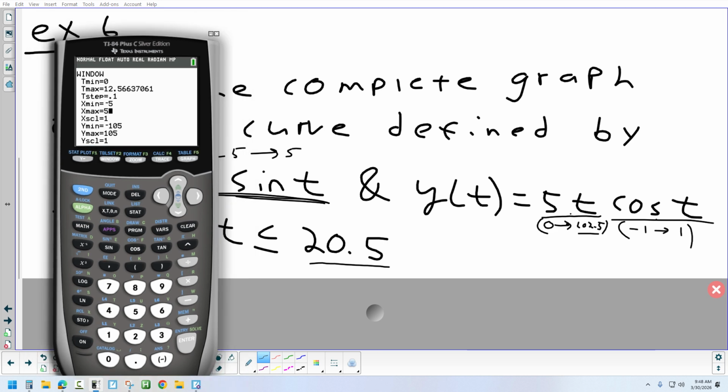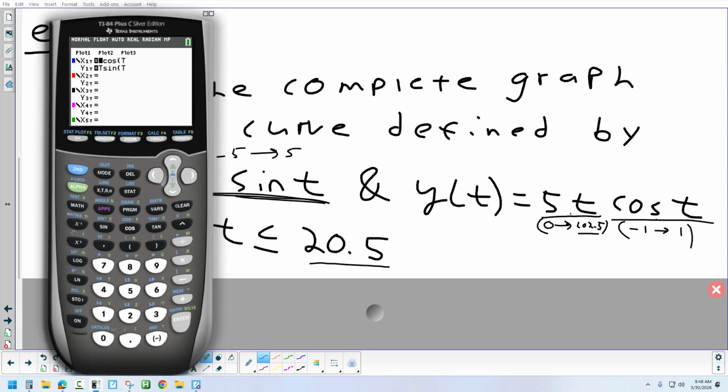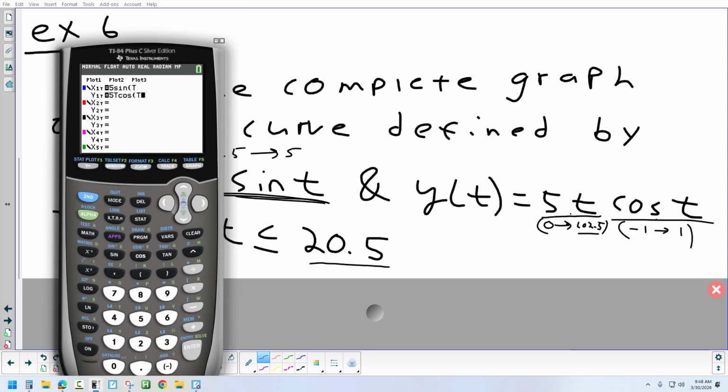T step, 0.1 again, that's fine. Let's do 5 sine t and 5t cosine t. Okay, so remember, trapped on the width, constantly growing on the height. So it's pinned on the width between -5 and 5. And I forgot to set my parameter. Tmax is supposed to be 20.5.